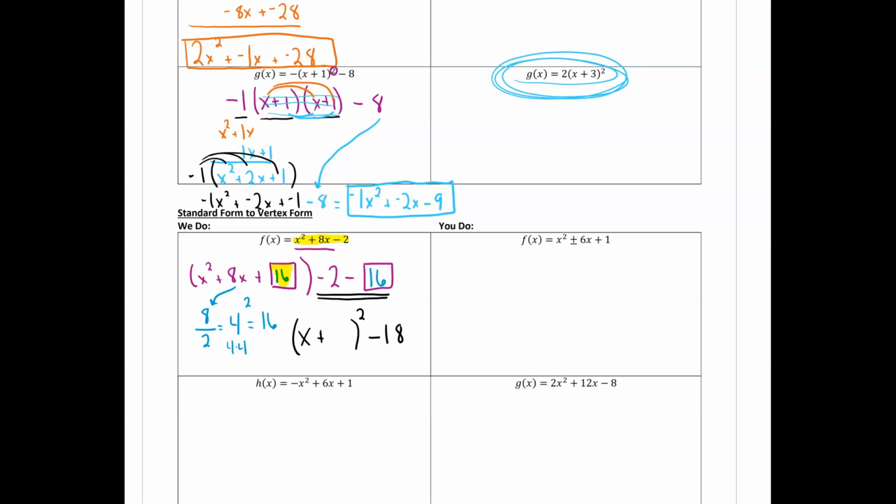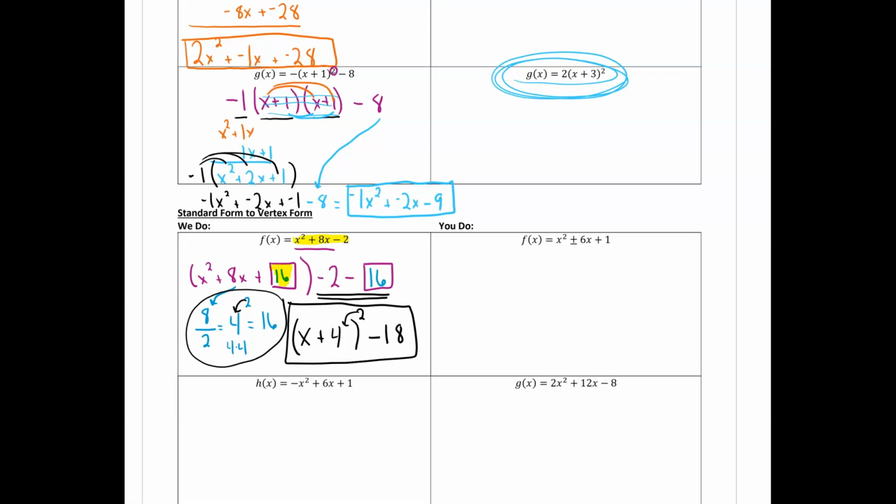And now we got to get that number. And the reason why I want you to show all this work over here in this blue is because the number in front of this squared is the number that will go in front of this squared. And now we have the equivalent version of x squared plus 8x minus 2. It's just in vertex form.